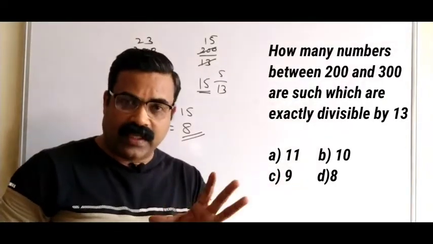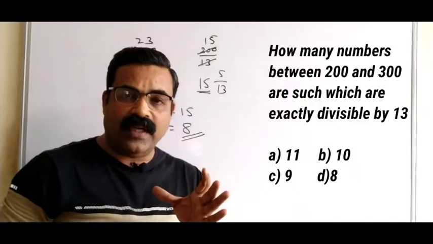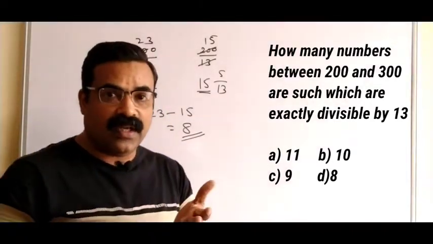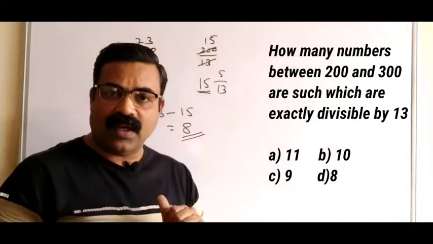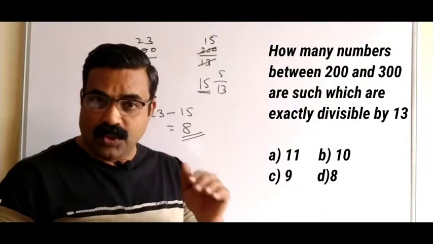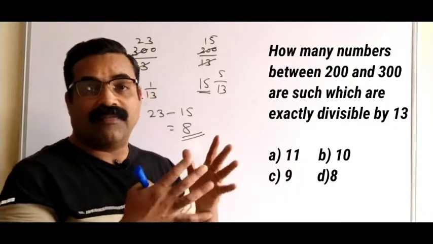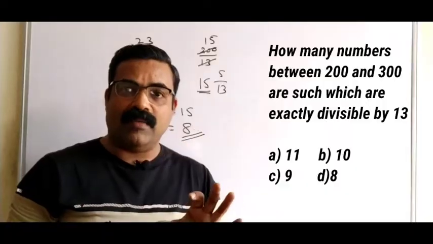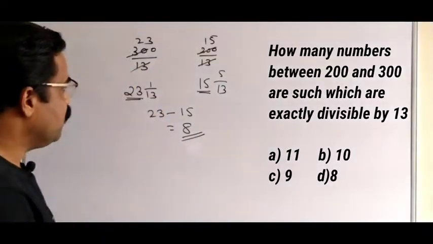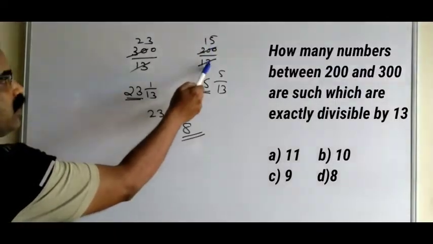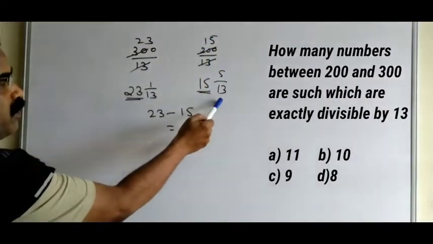Let me tell you once again. You need to find out how many numbers are divisible by 13 between 200 and 300. Divide 300 by 13, divide 200 also by 13, put it in the form of a mixed fraction and remove the fraction part, take the whole numbers, find the difference. That's all. So 300 by 13, we got 23, 1 by 13. 200 by 13, we got 15, 5 by 13.